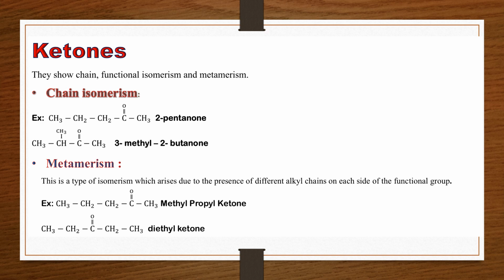Next, its metamer CH3, CH2, C double bond O, CH2, CH3. On either side of C double bond O, there are two ethyl groups. Hence it is called as diethyl ketone. Both have almost the same molecular formula, but the only difference is that on either side of the functional group, there are different alkyl groups.